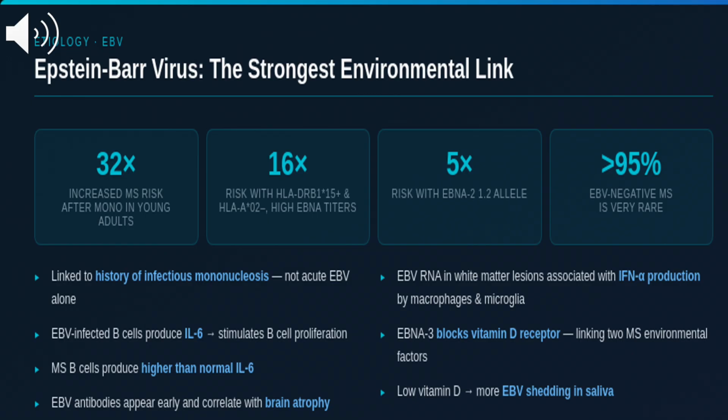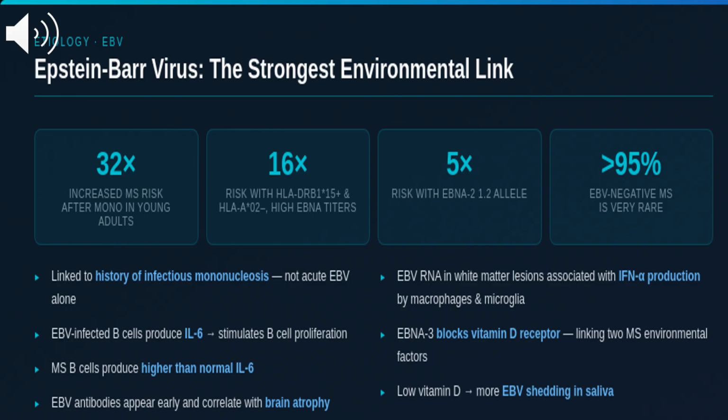It is one of the largest effect sizes in the entire epidemiological literature on MS, and critically, the risk is linked to having had symptomatic mononucleosis, not just to acute EBV infection, which affects essentially everyone. The combination of HLA-DRB1*15 positive, HLA-A2 negative, with high anti-EBNA antibody titers confers a 16-fold higher risk of developing MS compared to the opposite profile.